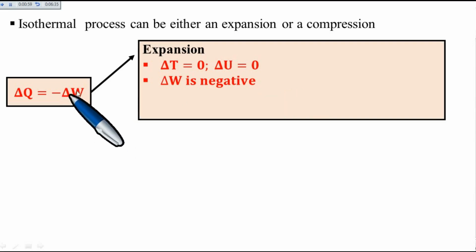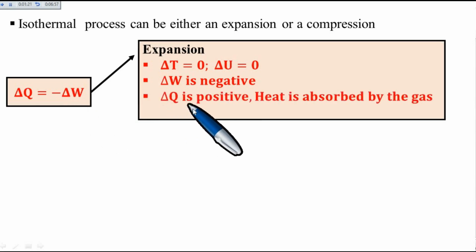Since dW is equal to negative PdV and you have an expansion, dW has to be negative, which means dQ has to be positive. So we have dQ positive. In this case, heat is absorbed by the gas. To get dW negative, this dQ has to be positive.